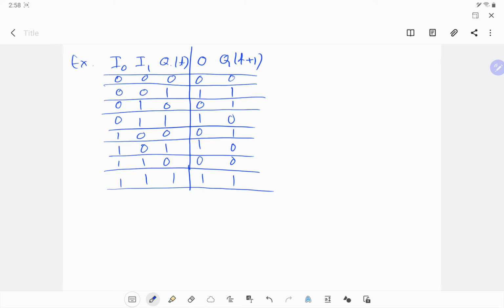Okay, and we know how to find the state diagram from a state table. So we have a single flip-flop in this case, so there might be two states, 0 and 1. Let's consider the first state 0, the second state 1.